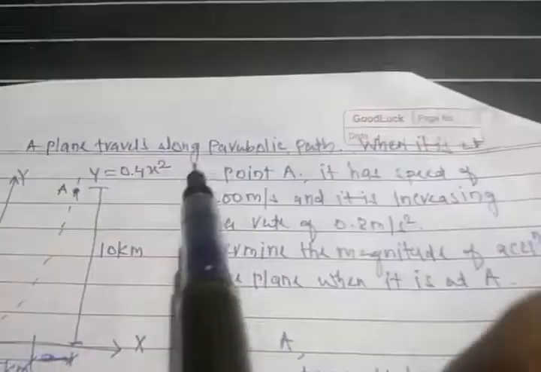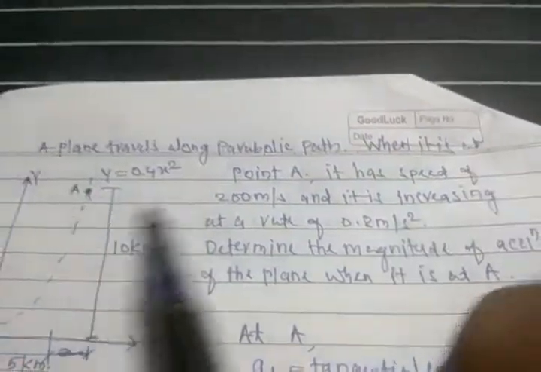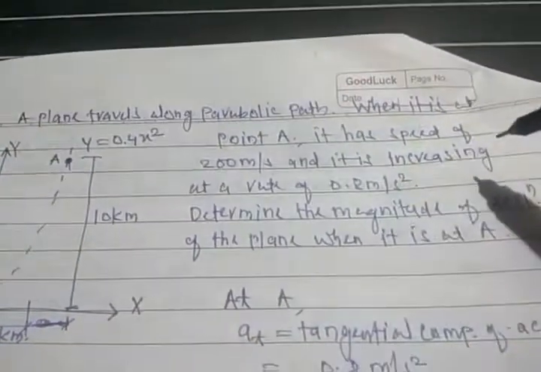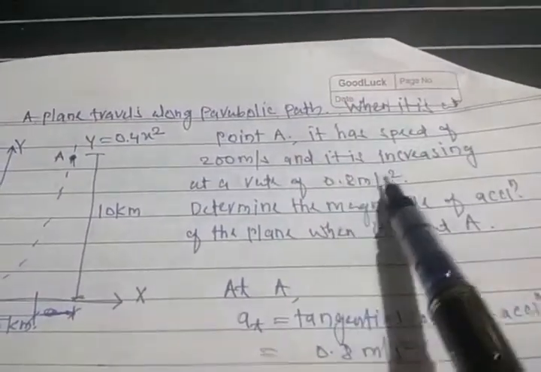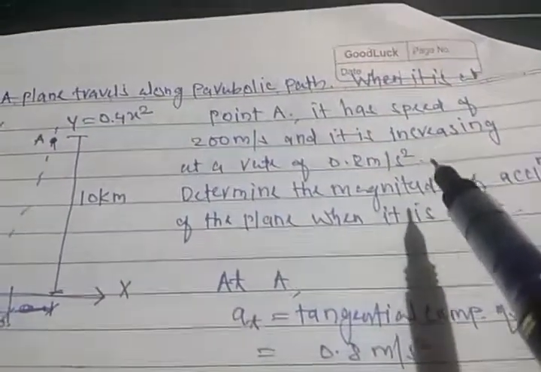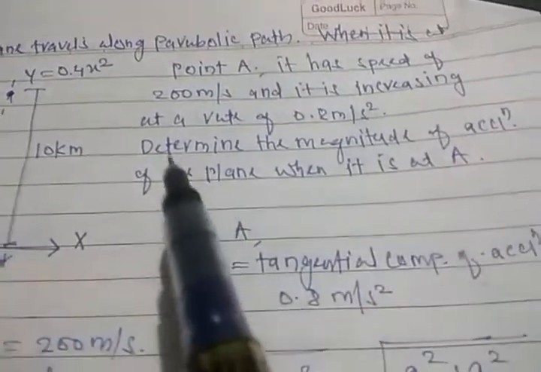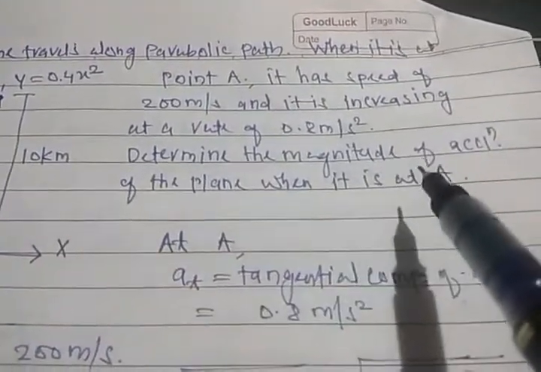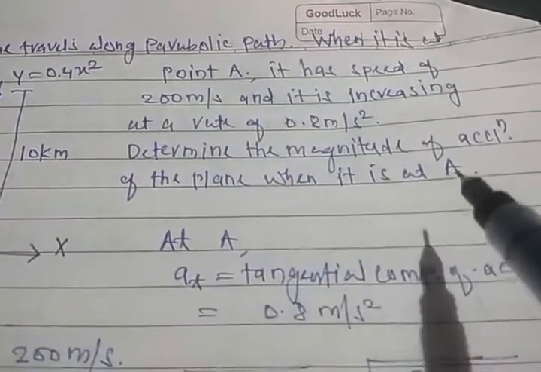So when the plane travels along a parabolic path, when it is at point A, it has a speed of 200 meters per second and it is increasing at a rate of 0.8 meter per second square. So acceleration is given and velocity is given. Determine the magnitude of acceleration of the plane when it is at A.